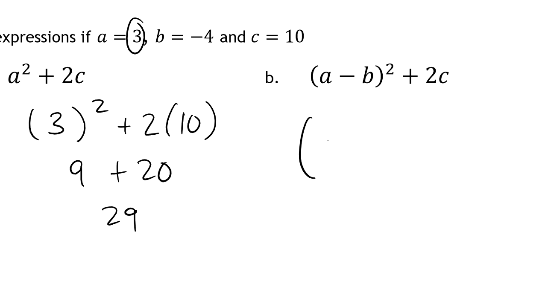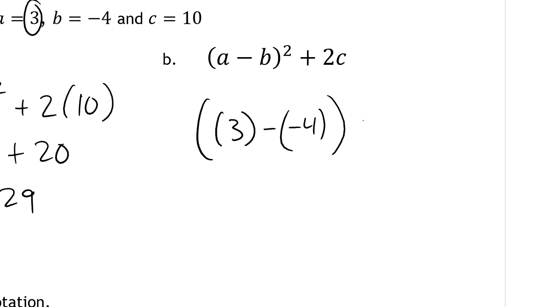I'm going to take 3, and I'm going to subtract from that a negative 4, and then I'm going to add to that 2 times C. Well, if I look inside these parentheses, I can see that I've got 3 minus a negative 4, and 3 minus negative 4 is 3 plus 4, so all of this becomes the number 7. So this becomes 7 squared.